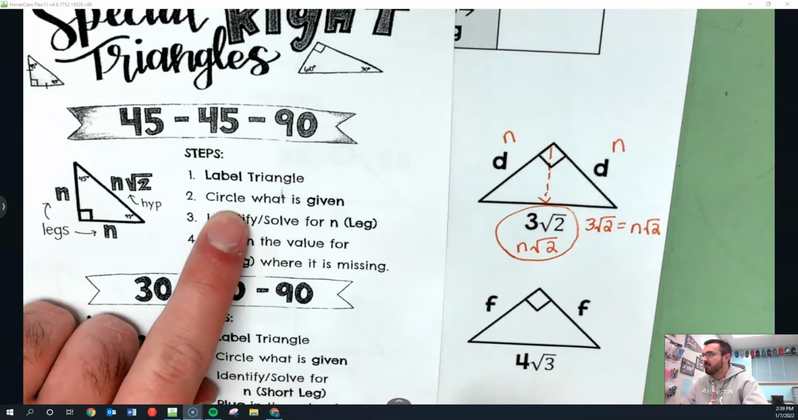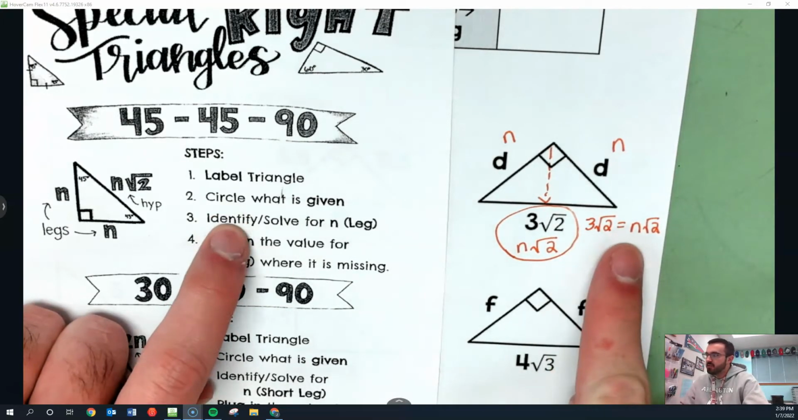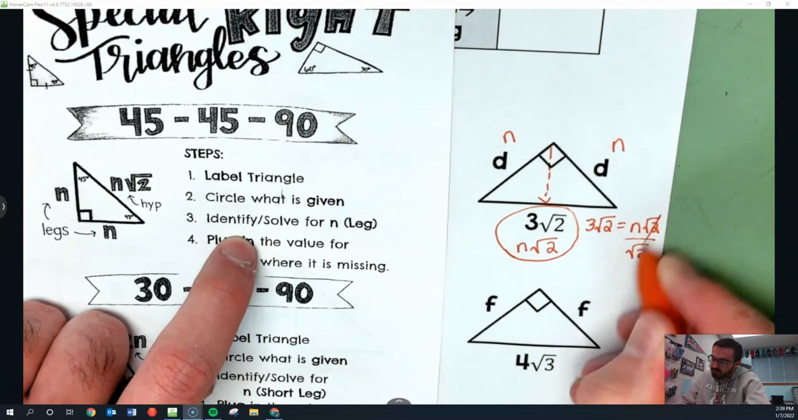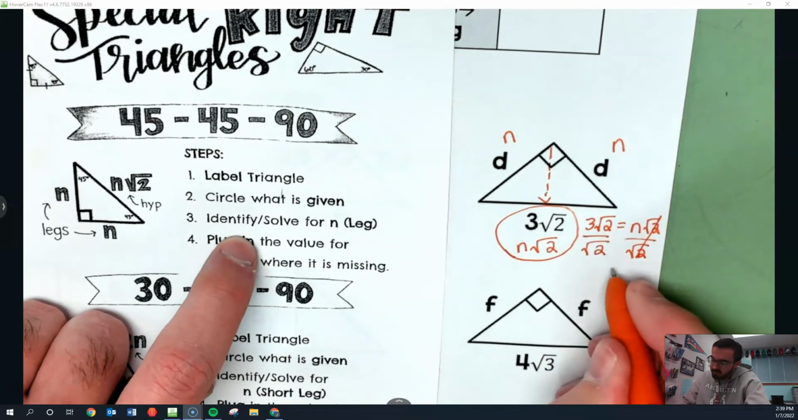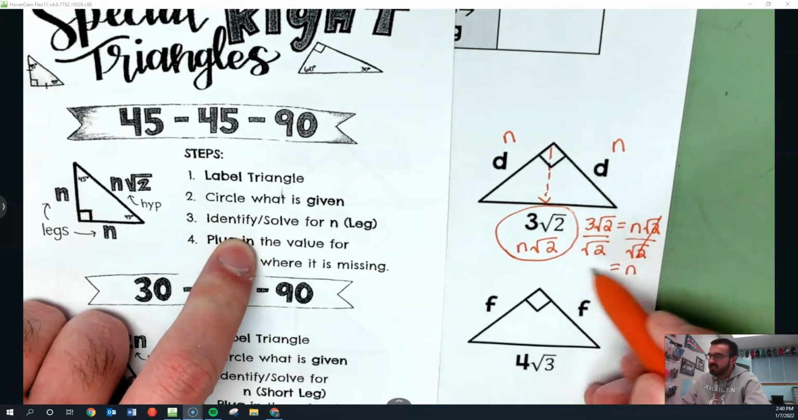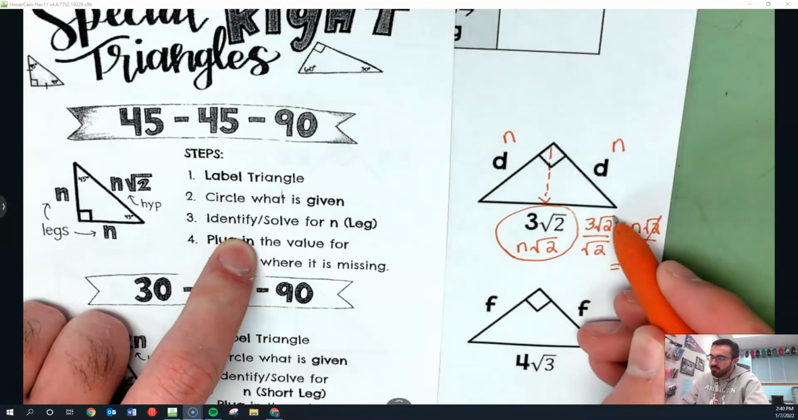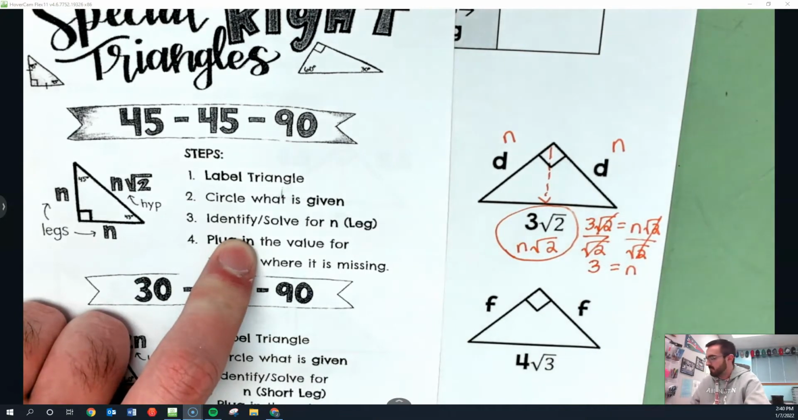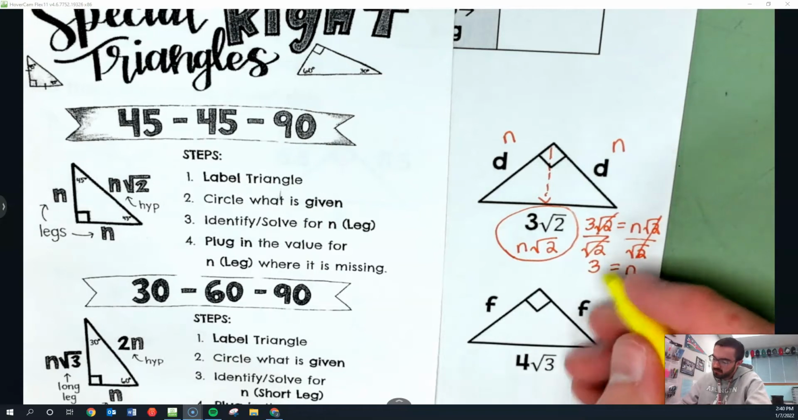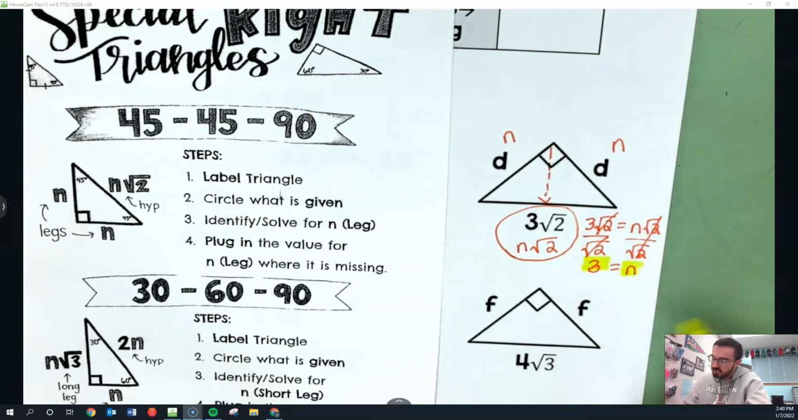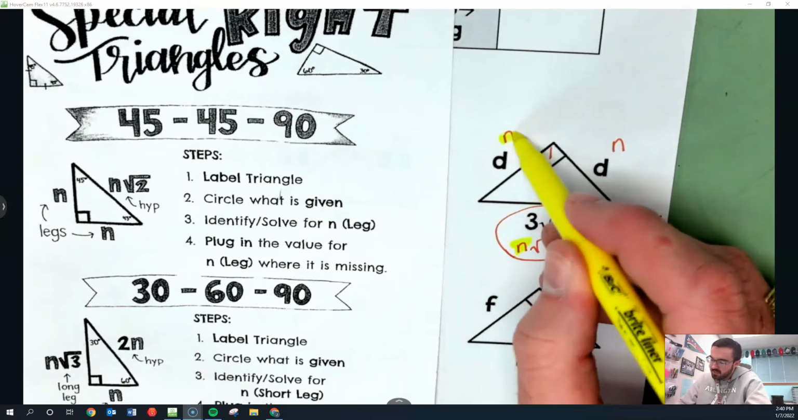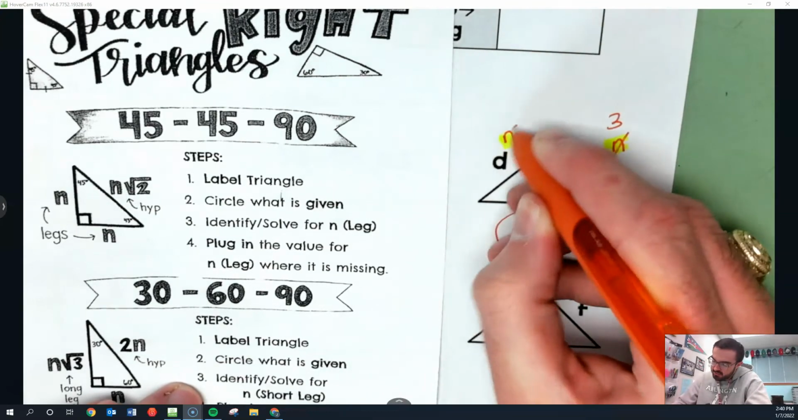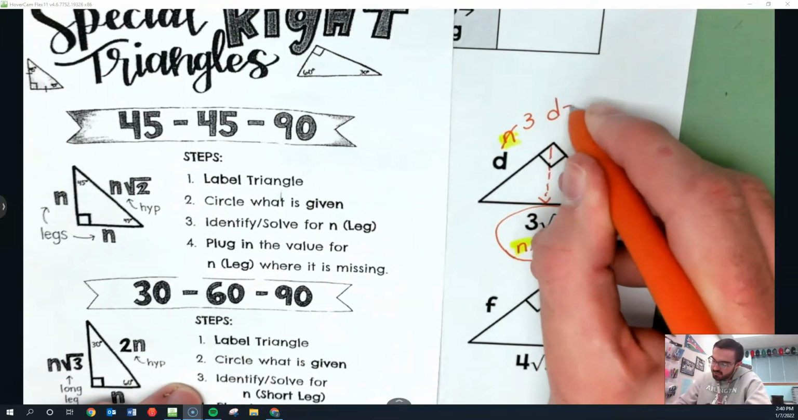Sweet. Okay. So if this is our equation, we're going to solve for n. How do I get n by itself? I'm going to divide both sides by root 2. n is now by itself. Is this simplified, though? It is not quite simplified, but the root 2 and the root 2 could cancel each other out. We're left with 3 equals n. So wherever I see the letter n, I can now replace it with 3. So instead of n right here, I'm going to replace it with 3. Instead of n right here, I'm going to replace it with 3.